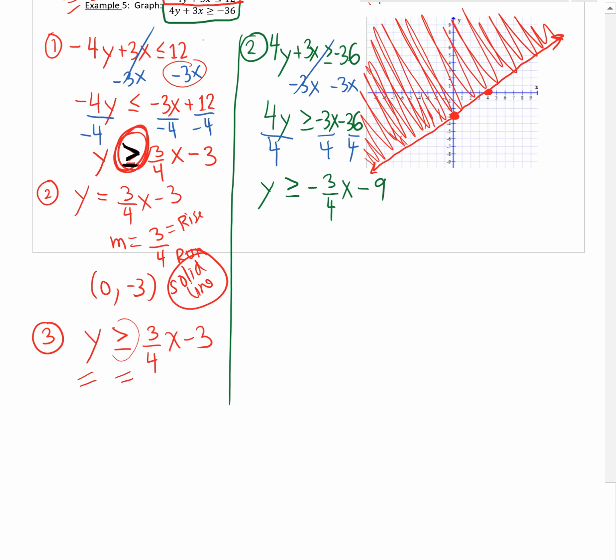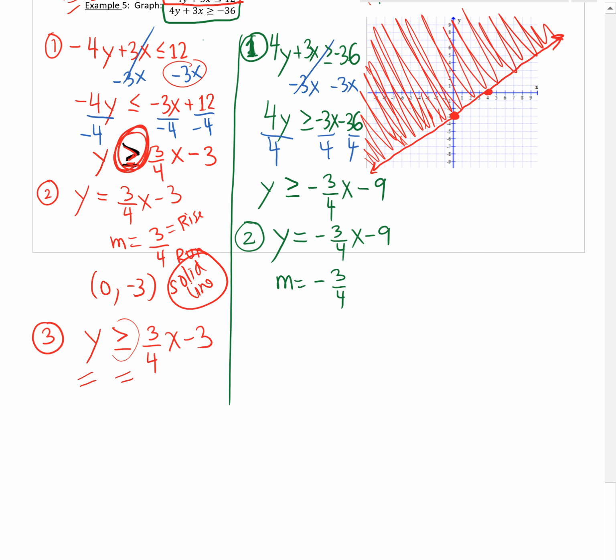All right, there he is. That's a good-looking inequality. And then I'm going to look at, oops, the second step. I don't know why I labeled that first step, step 2. Okay. Step 2 now. I'm going to change that inequality to an equal sign. y equals negative 3/4 x minus 9. And then start identifying, okay, what would the slope be? What's the y-intercept here? So my slope is negative 3/4, because that's the coefficient of x.